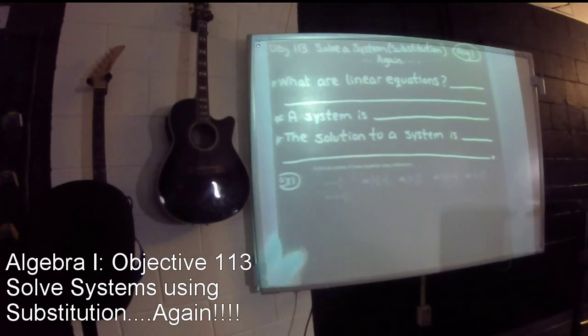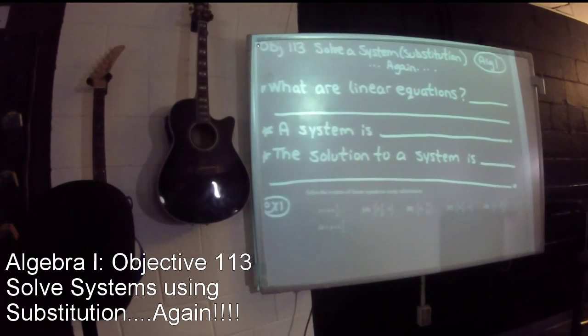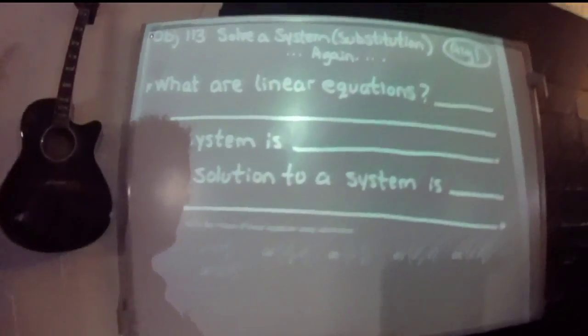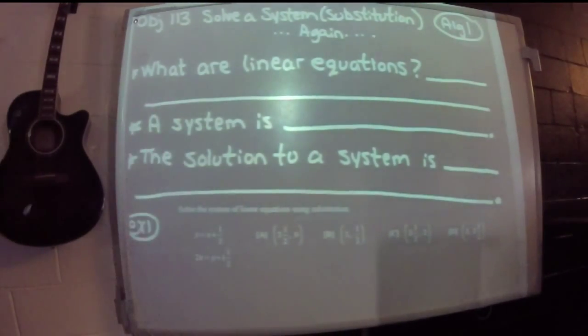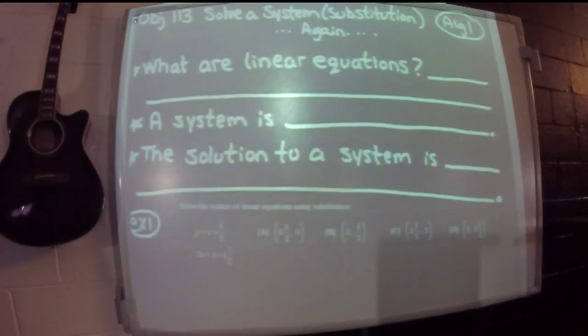Skip around a little bit. Yesterday we did 109. So as you get these notes the next couple days, make sure you put them in order. We're going to skip over to 113 because 113 keeps us on track with what we were doing yesterday, which was we were talking about systems of equations and how to solve them using substitution.